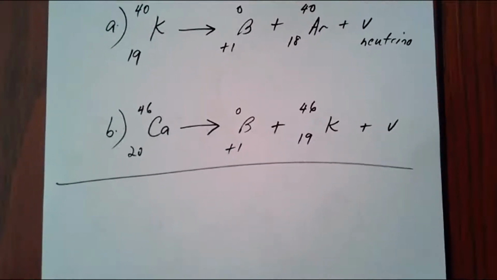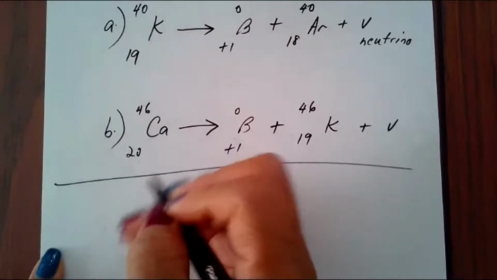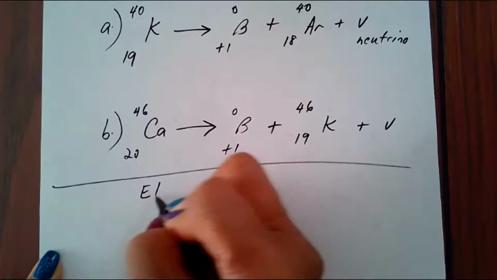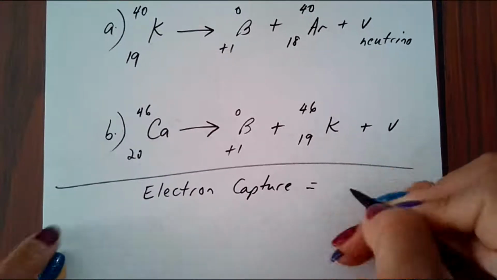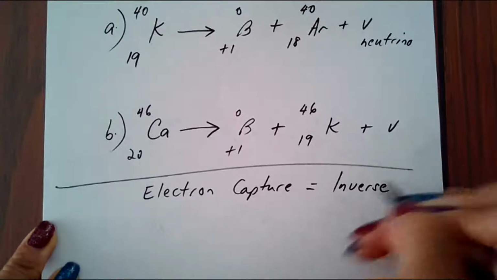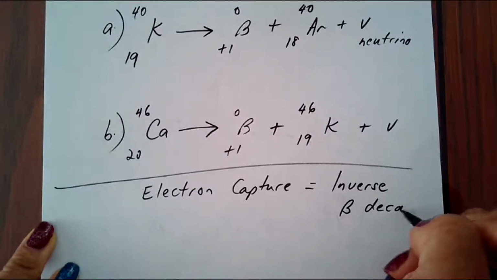One more thing I want to look at in terms of a beta decay is called an electron capture. An electron capture is also known as the inverse beta decay.